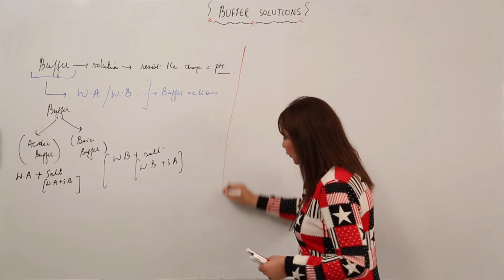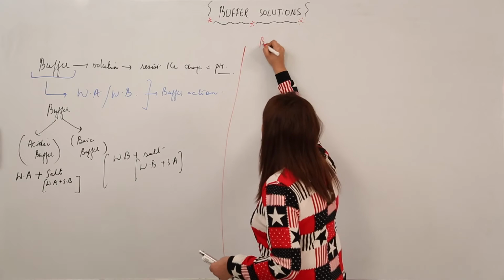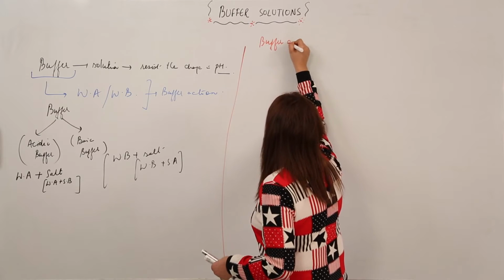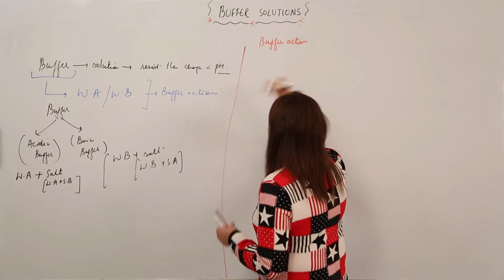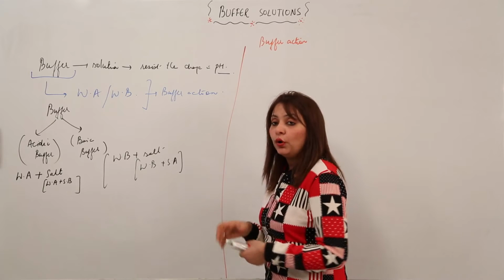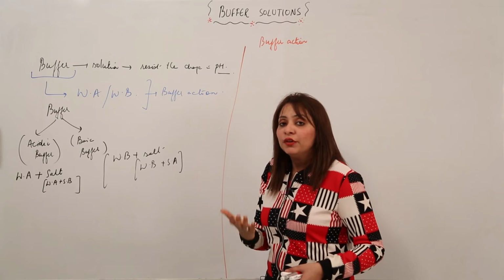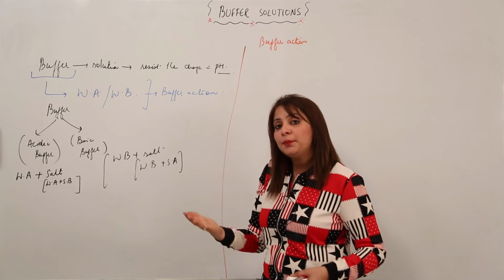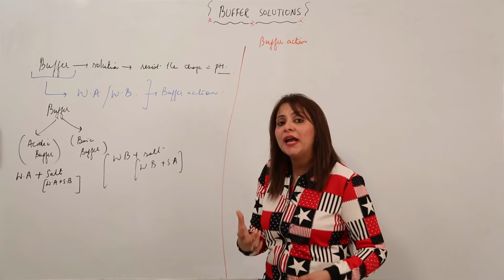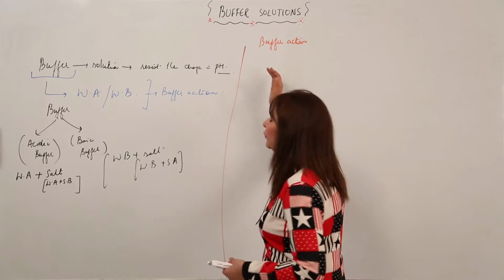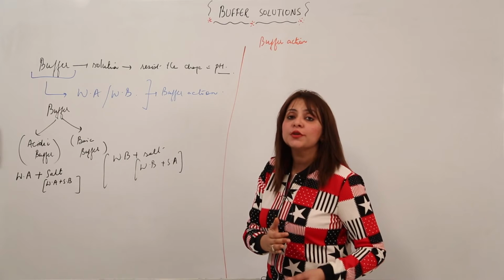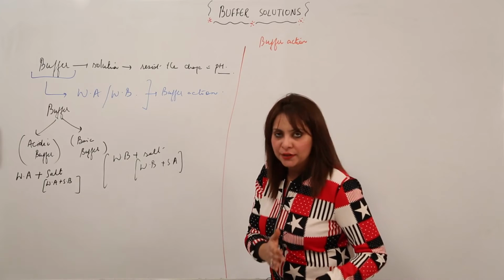I'll just divide the board into two so that it is convenient for you to see. So we are studying the buffer action. What is the buffer action? Ability to resist the pH. We know that buffer solution is that which resists the pH, so their ability is called the buffer action. So buffer action is the ability of buffer solution to resist the pH.